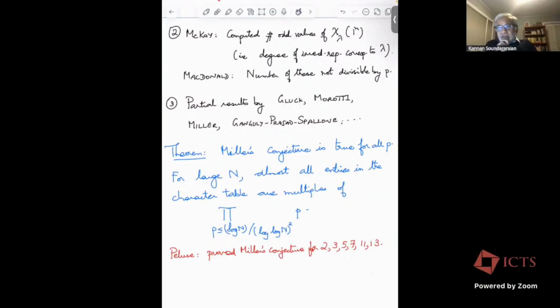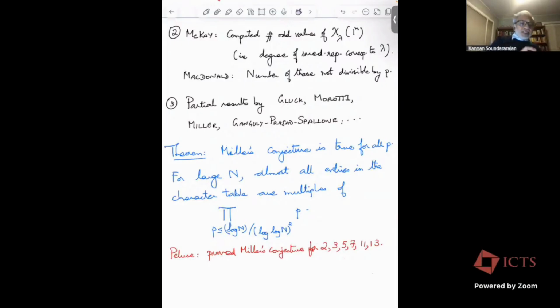Then about 6 years back, Pournaras and I first proved that Miller's conjecture is true for all primes p. And in fact, we could do this with some uniformity. So you could take your prime to go up to about log n, essentially log n divided by log log n squared. And most of the entries are going to be 0 mod p for every prime up to this range.